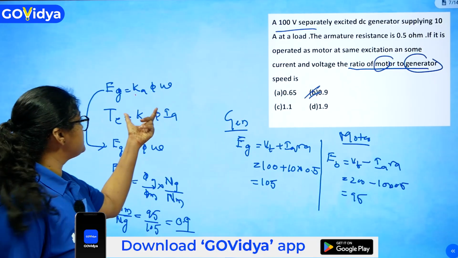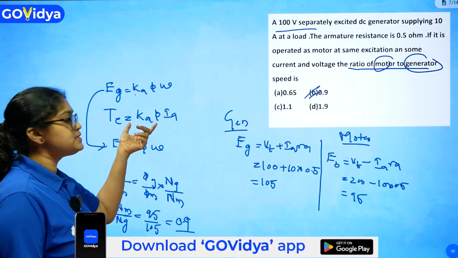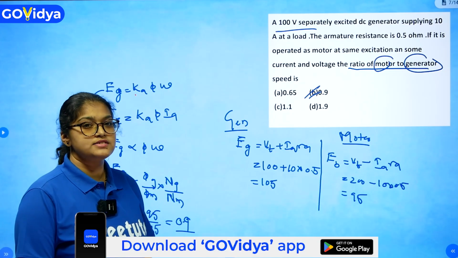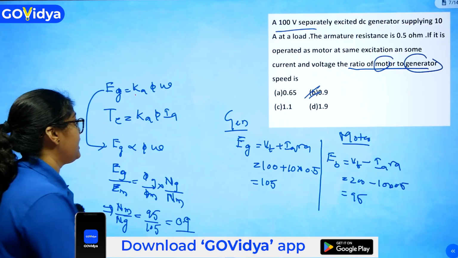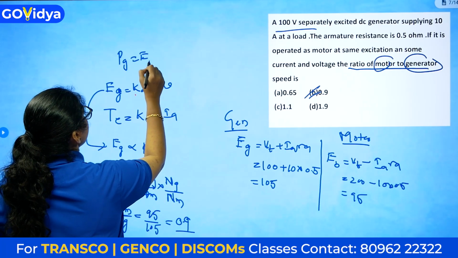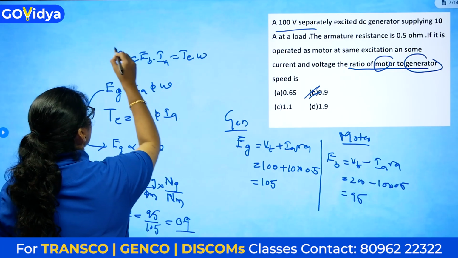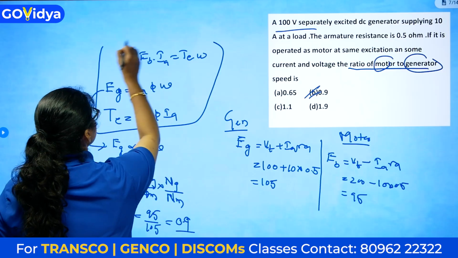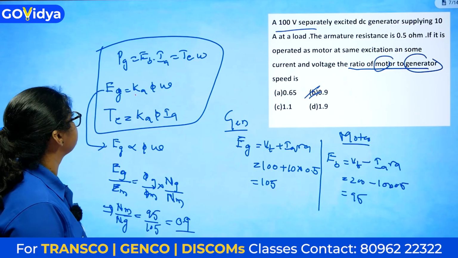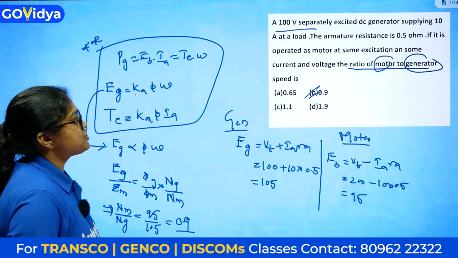Clear? These performance equations are very important. We solve all the problems with the help of these performance equations, where EG is equal to Ka phi omega and TE is equal to Ka phi Ia, and one more formula, PG is equal to EB into Ia, that is equal to TE into omega. These three performance equations play a crucial role for solving the problems. Clear? These are very important equations. So let's move to the next question.